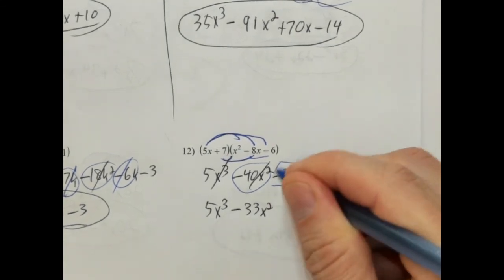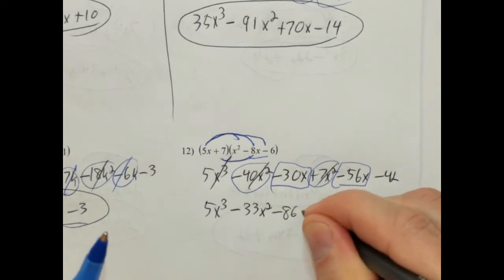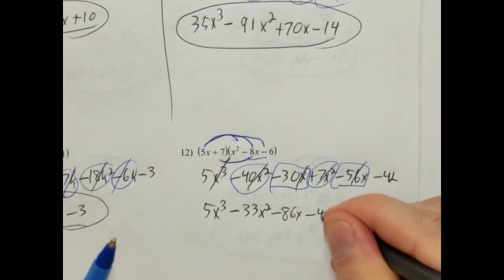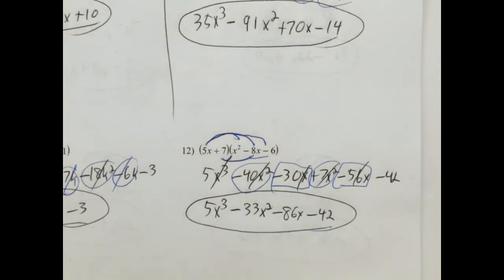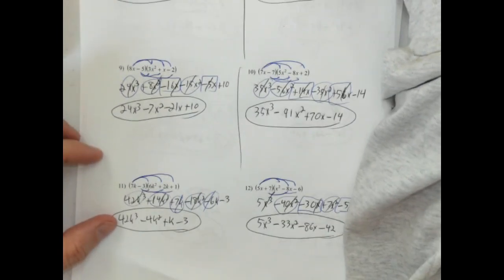So we have negative 30x and we have negative 56x. Combine those together, we're going to get negative 86x. And bring down the negative 42. And that's it. Okay, so yeah, that's multiplying polynomials.